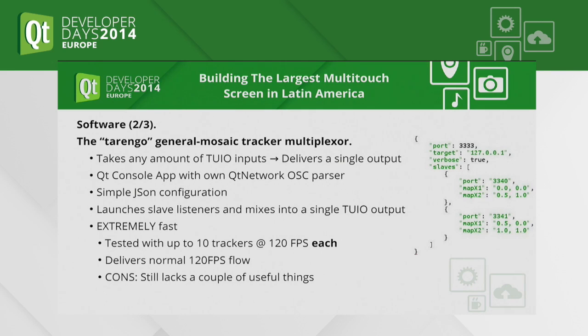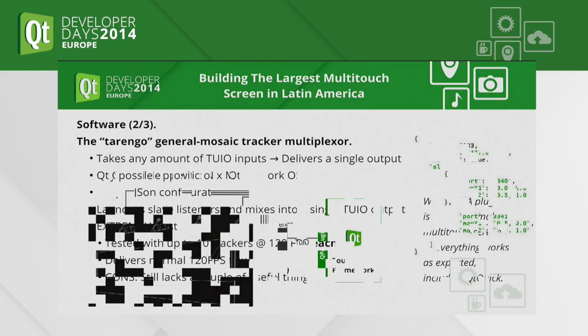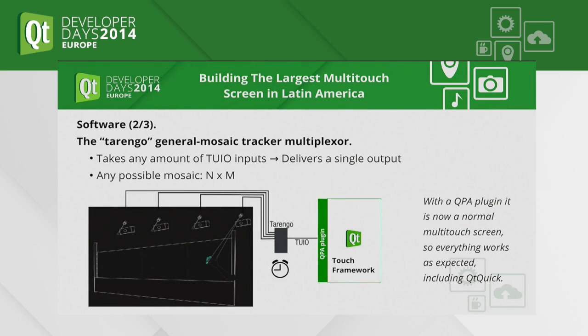We have tested this muxer. It uses Qt network, and it basically can deliver one flux for even up to 10 inputs. So it goes quite fast. So you can create pretty huge interfaces. This is the way it works. We have several cameras, several projectors, and basically the muxer mixes them all and gives one single output.